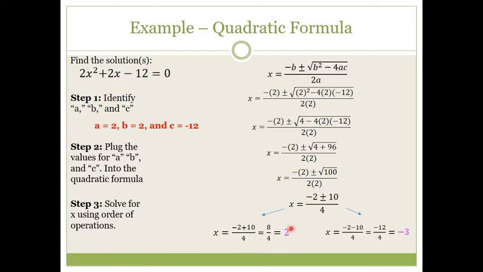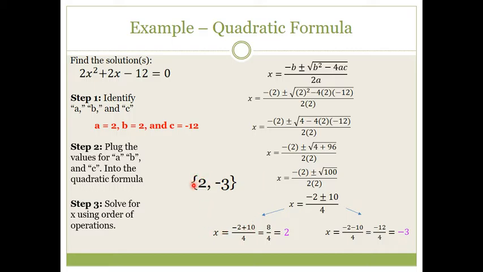But I'm not done. I have to take my turn now letting it be the minus. So that's what this symbol means in the beginning. I know it's not one you see all the time, this plus or minus. It's both, one and then the other. So now we have -2 minus 10 divided by 4. All right, -2 minus 10 is -12 divided by 4, which is -3. So we generally write our two answers as 2 and -3.